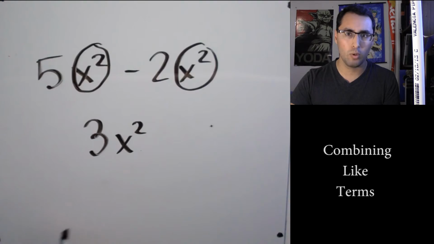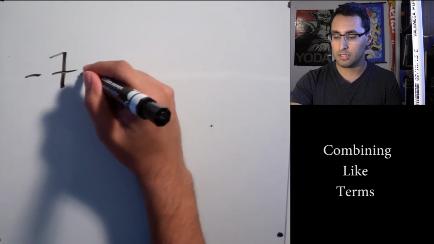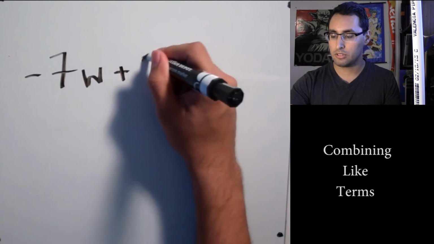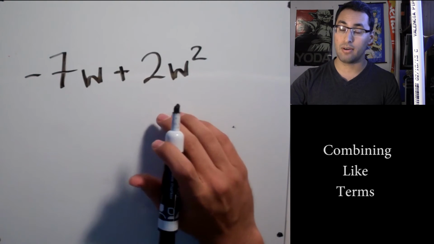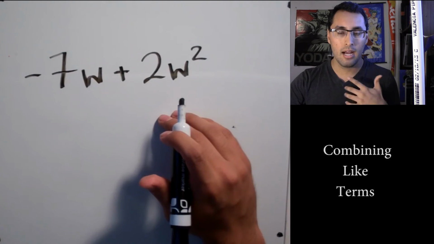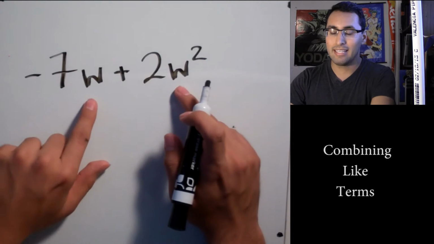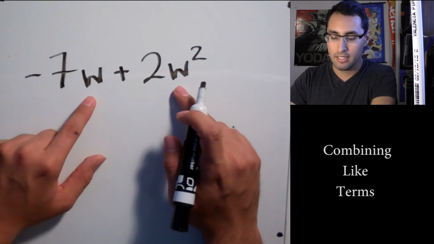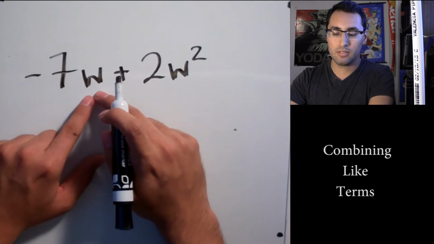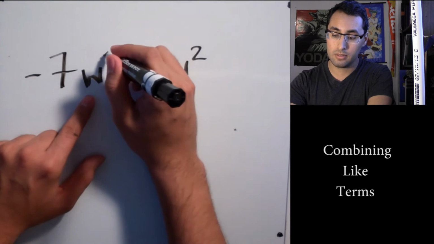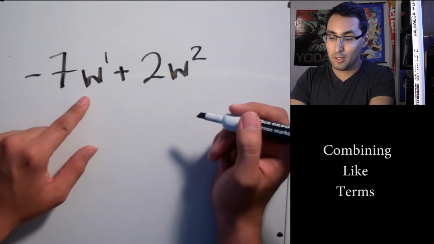Okay, and one more. Let me give you negative 7w plus 2w squared. Can we combine these? Are they like terms? Whenever you see these, ask yourself the question, can I combine them? Well, they indeed do have the same letter, right? But the exponent over here is 2. The exponent over here, well, I don't see one. Whenever you never see one, it's always 1. They're not the same exponent. So that means you cannot combine them.